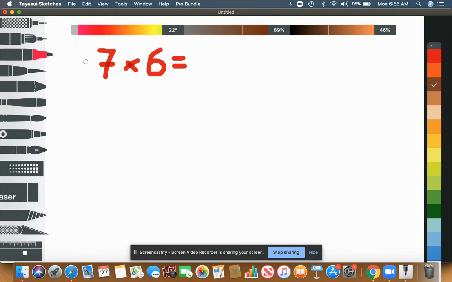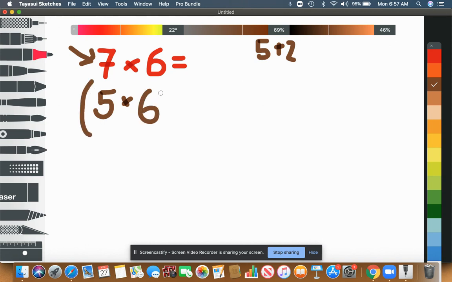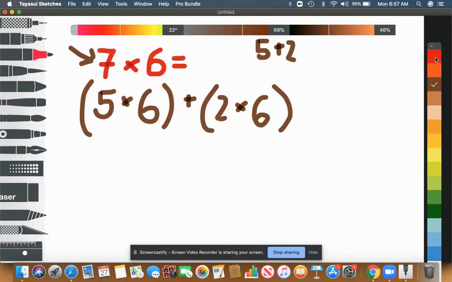Alright, I'm going to use the distributive property of multiplication, and I know that 5 plus 2 equals 7. So instead of doing 7 times 6, I'm going to do 5 times 6 plus 2 times 6. Why? Well, I just changed my 7. I changed that factor into 5 and 2, and the distributive property tells me that I can do that.